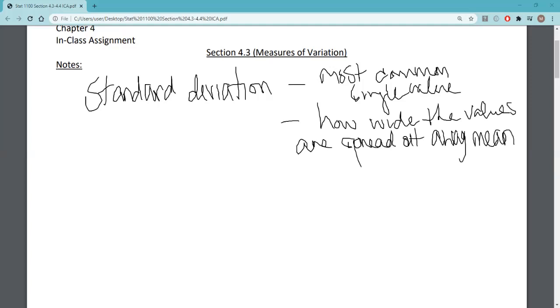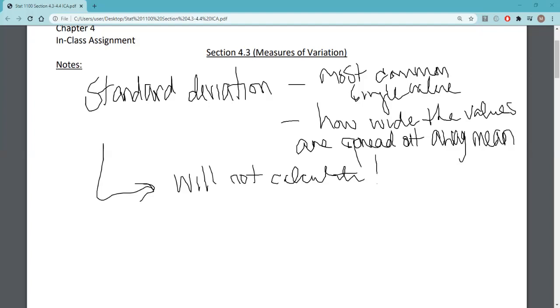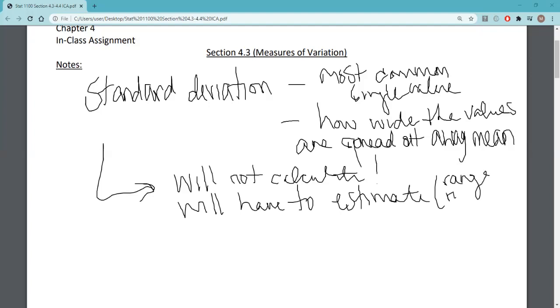You'll notice that if you look in your book, it gives you a very complex way to calculate the standard deviation. I will not have you actually calculate that by hand. So you will not have to calculate it the way that it shows you in the book, but you will have to be able to estimate. And that's going to be using something called the range rule of thumb, which I'll talk about. And you will also have to be able to interpret.